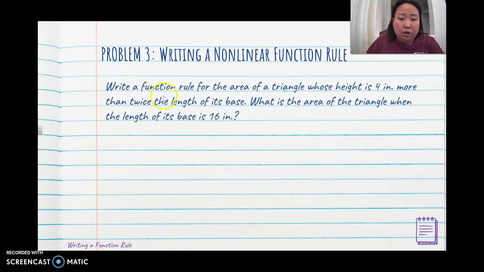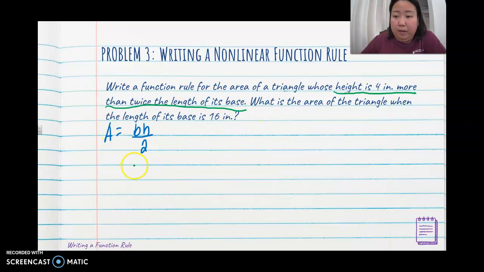Here, our area involved is now the area of a triangle. So if you are not familiar with the area of a triangle, the area of the triangle is equal to base times the height divided by 2, okay? That is the general formula. So why don't you try to work on this on your own? I have already given you the background information here. Write the function rule based on the situation here, and then, if you have an input value of 16 inches for your function, what will be the area of the triangle? So go ahead, try this one out.